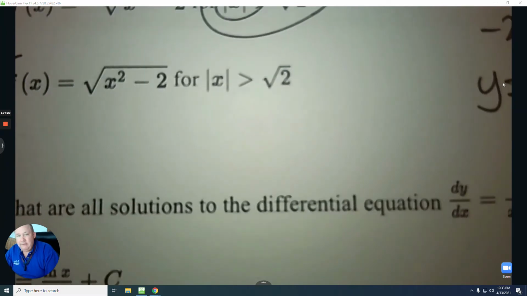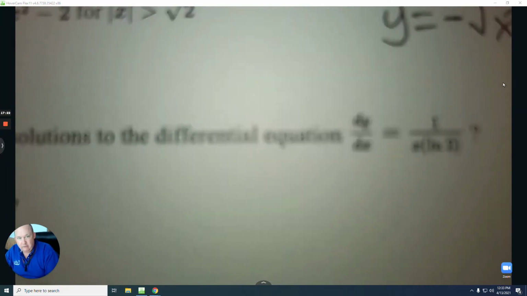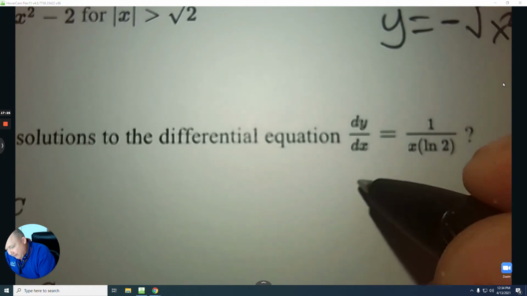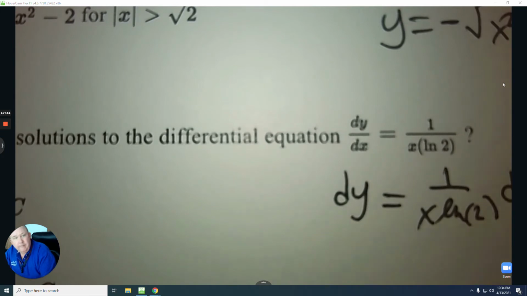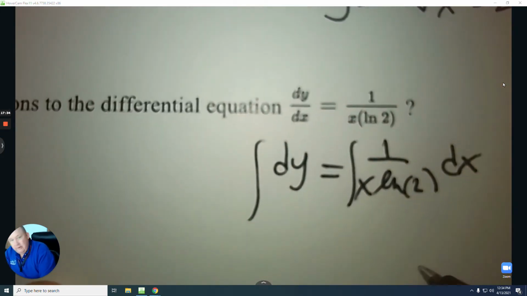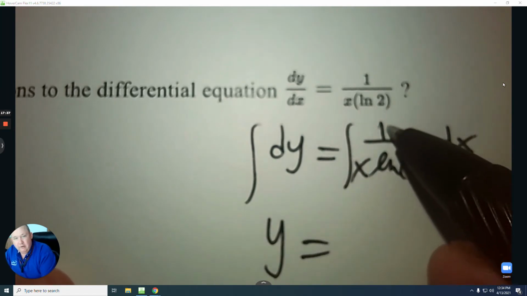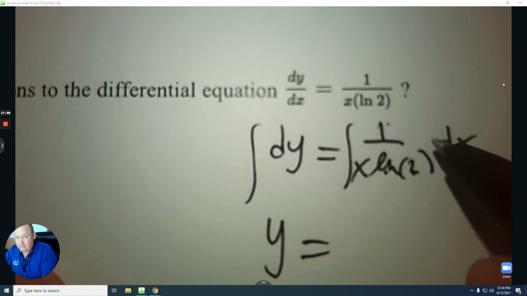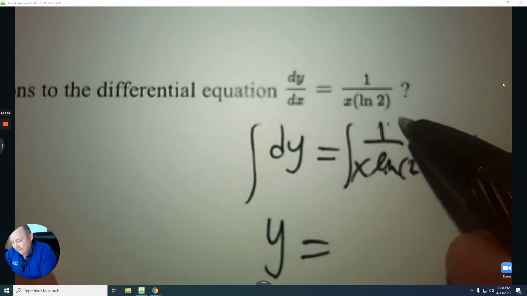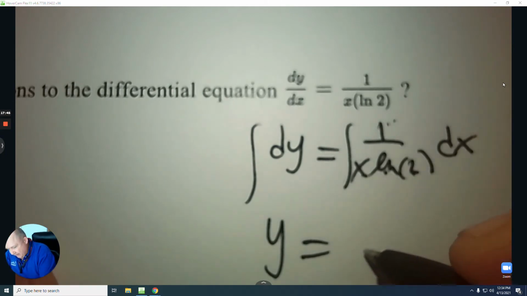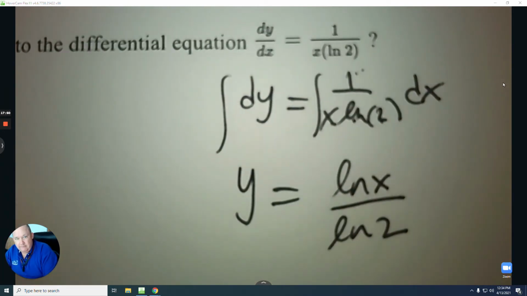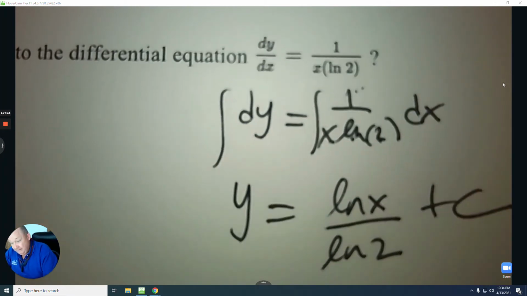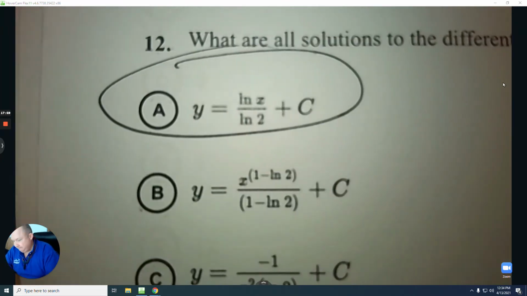For number 12, you're given a diffeq, and you need to solve that differential equation. We separate the variables. To do that, we multiply both sides by dx. And then I'm going to integrate. The integration of dy is just y. The integration of ln 2 is just a number, whatever it is. The integration of 1 over x is ln x. And then we just have ln 2 there in the denominator, and then plus c, and that's it. Done. Things can be simple.